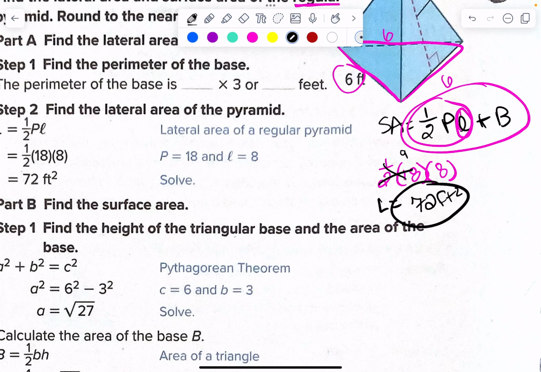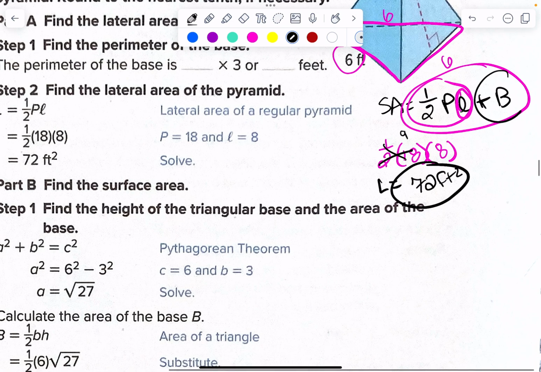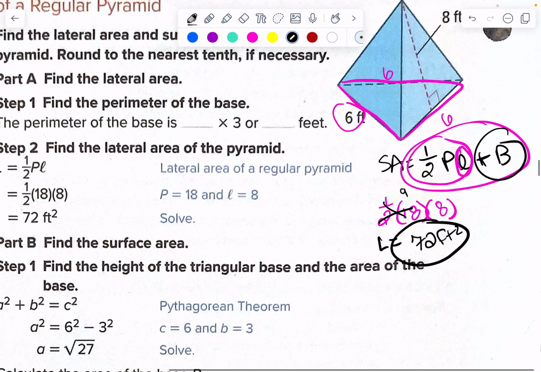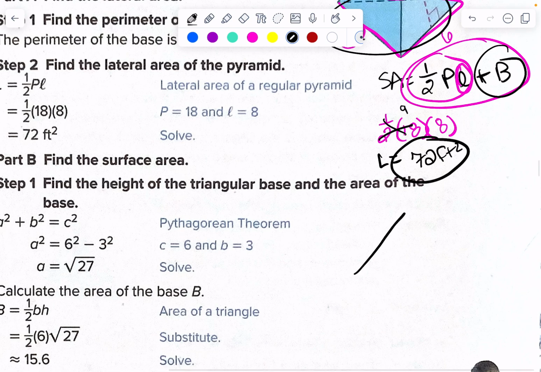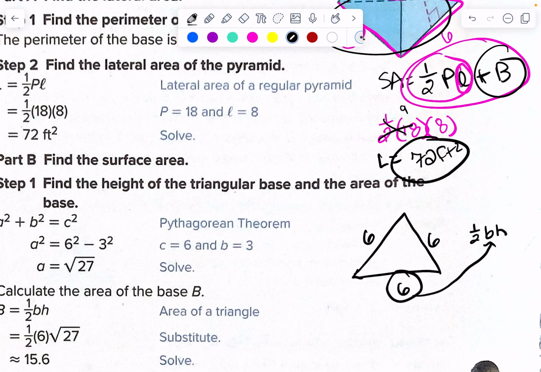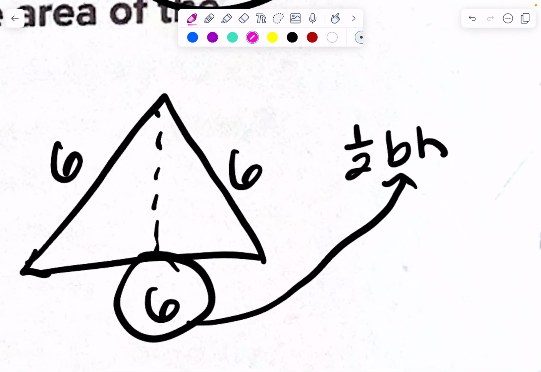Lateral area. Okay. Then if I want to add the base to it, this is where the hard part comes into play, because I need to find the area of this base. That base is a triangle, and I'm going to face it the other direction. Each side of that triangle is 6. To find the area of a triangle, it's 1/2 the base times the height, right? And like 6 could be my base, right? But my height is this guy right here. So like, how do I find that? Crap.